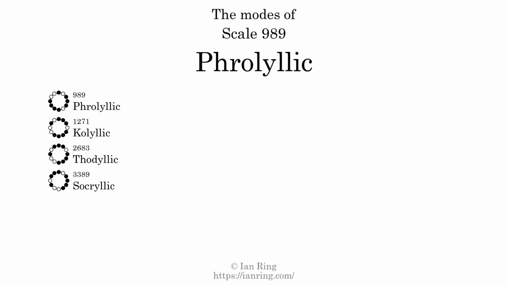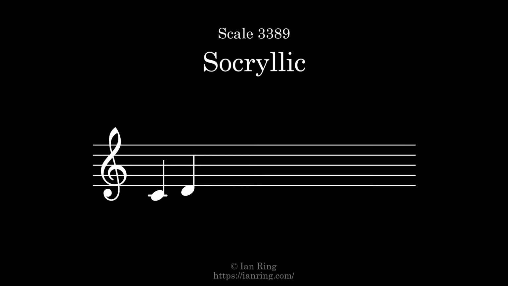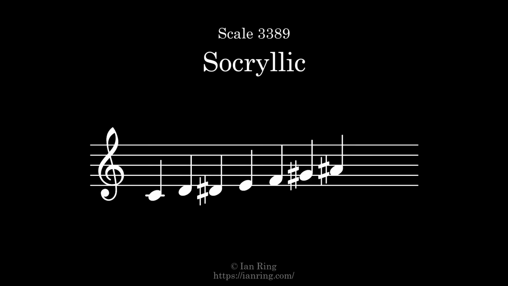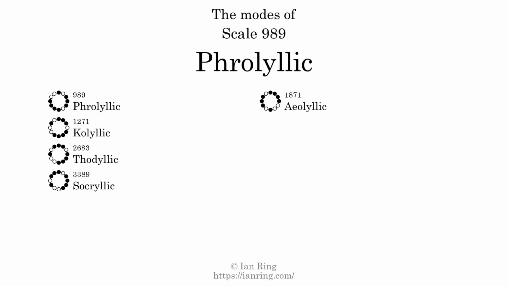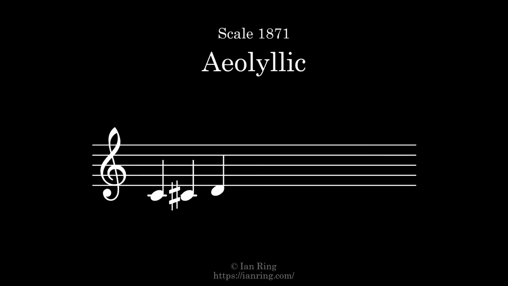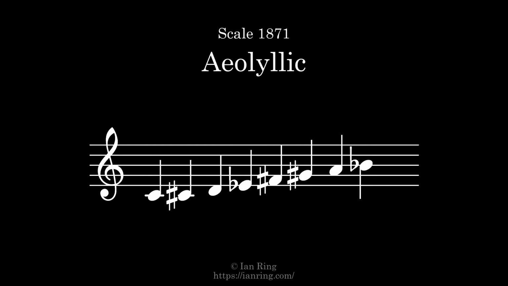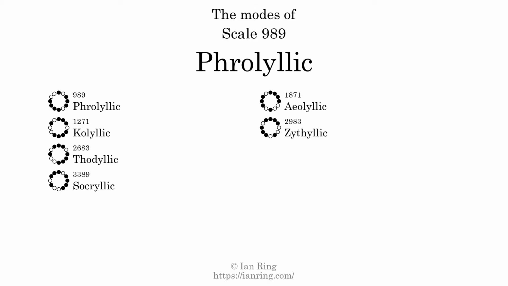The fourth mode is scale 3389, also known as Phrolyllic. It sounds like this. The fifth mode is scale 1871, also known as Phrolyllic. It sounds like this. The sixth mode is scale 2983, also known as Phrolyllic. It sounds like this.